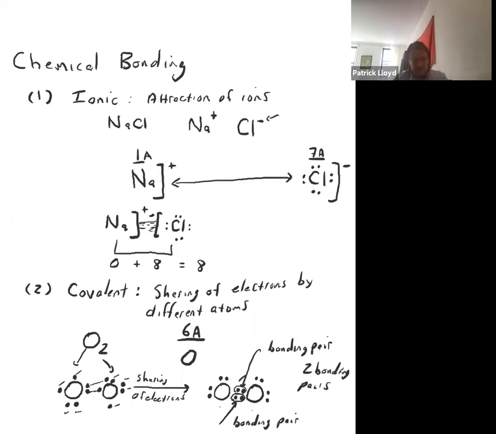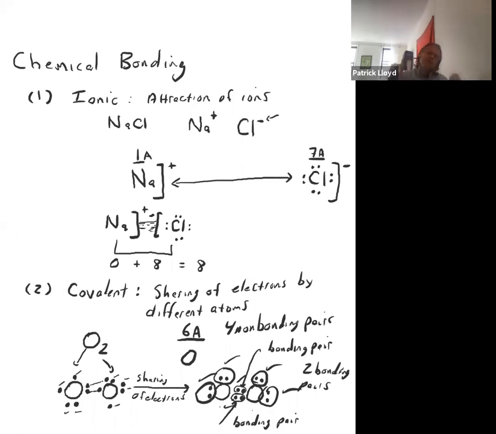One here and the other one there. Each atom also has 2 non-bonding pairs. So we have a total of 4 non-bonding pairs: 1, 2, 3, 4. 2 of them, of course, are on each atom.